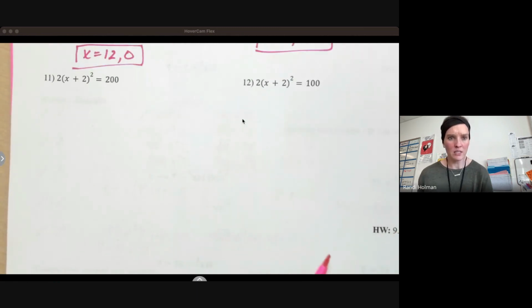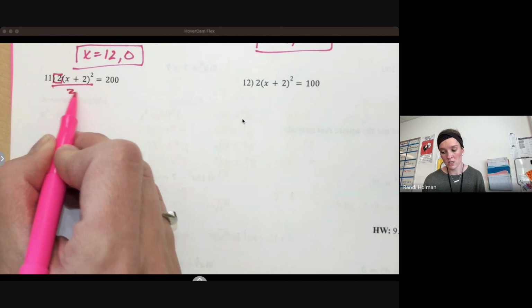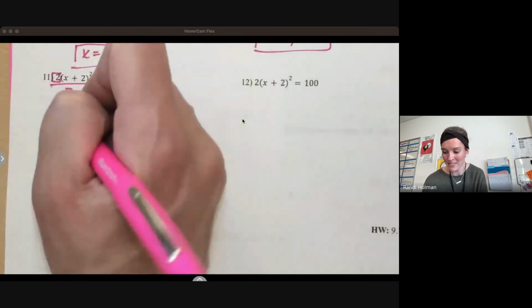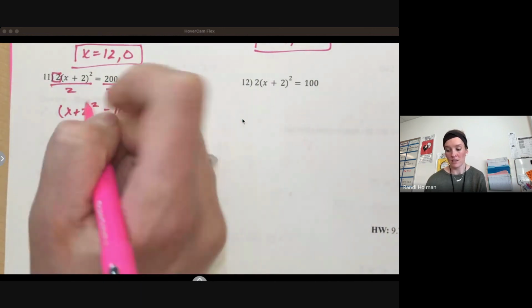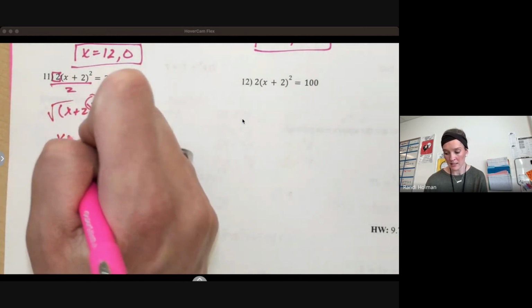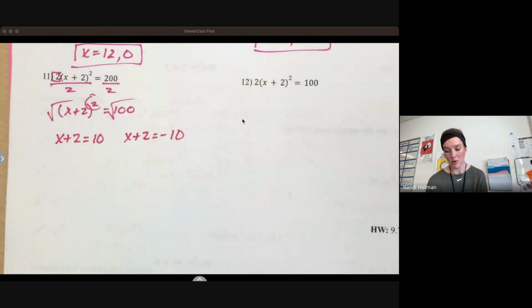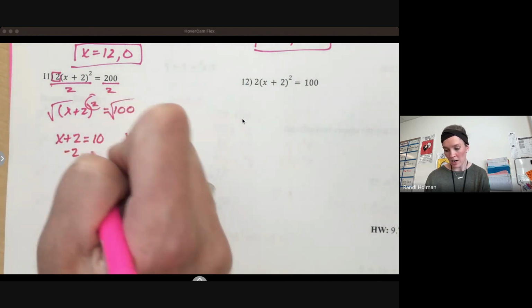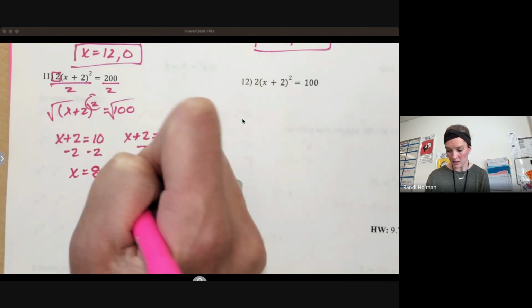These two have little extra things going on, so you're still going to use your inverse operations, reverse order. This whole thing is being squared, so I still want to get rid of this 2 first. Right? Division, or multiplication, is less powerful than exponents. So then we get x plus 2 squared equals 100. Now this squared is the next thing I would deal with. So we get x plus 2 equals 10. X plus 2 equals negative 10, because both of those square to be 100. Subtract 2, we get x equals 8. Subtract 2, we get x equals negative 12.